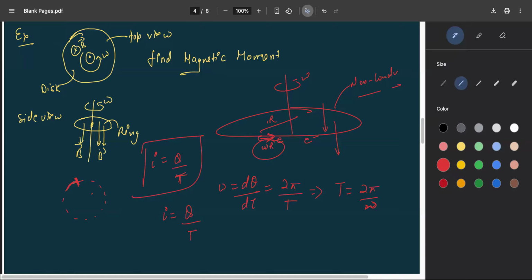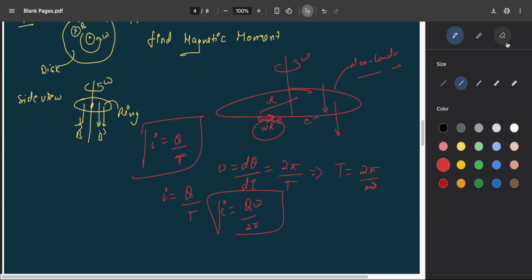So when all these electrons, this number of electrons, complete the turn back, can I say in this T time all electrons have passed through this? Yes, all of them have passed through this. Okay, so this current comes out as Q by T. Now this comes out as Q divided by 2 pi by omega. This is the current. Makes sense?